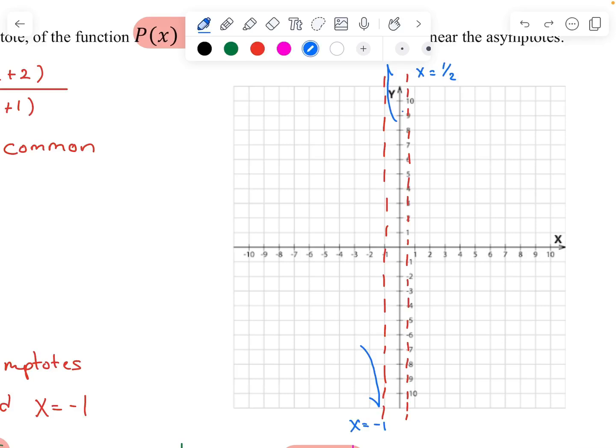As x approaches 1/2 from the left, p of x approaches infinity, so that will look like this. And as x approaches 1/2 from the right, p of x approaches negative infinity, and that would look like this. And we are done.